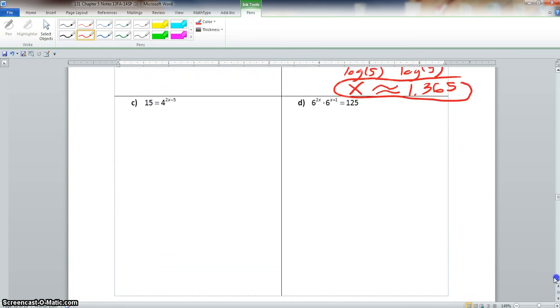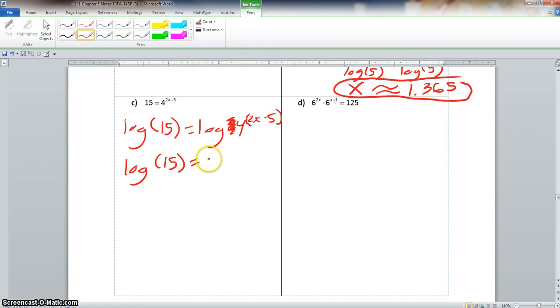Now we go here to C. We have 15 is equal to 4 to the 2x minus 5 power. So what we're going to do is we're going to take log of both sides. So we have log of 15 is equal to log of 4 to the 2x minus 5 power. Well, actually, I shouldn't have that 4 here in parentheses. So it'll be log of 4 to the 2x minus 5 power. Now, we're going to bring that 2x minus 5 out front, and we still will have log of 4.